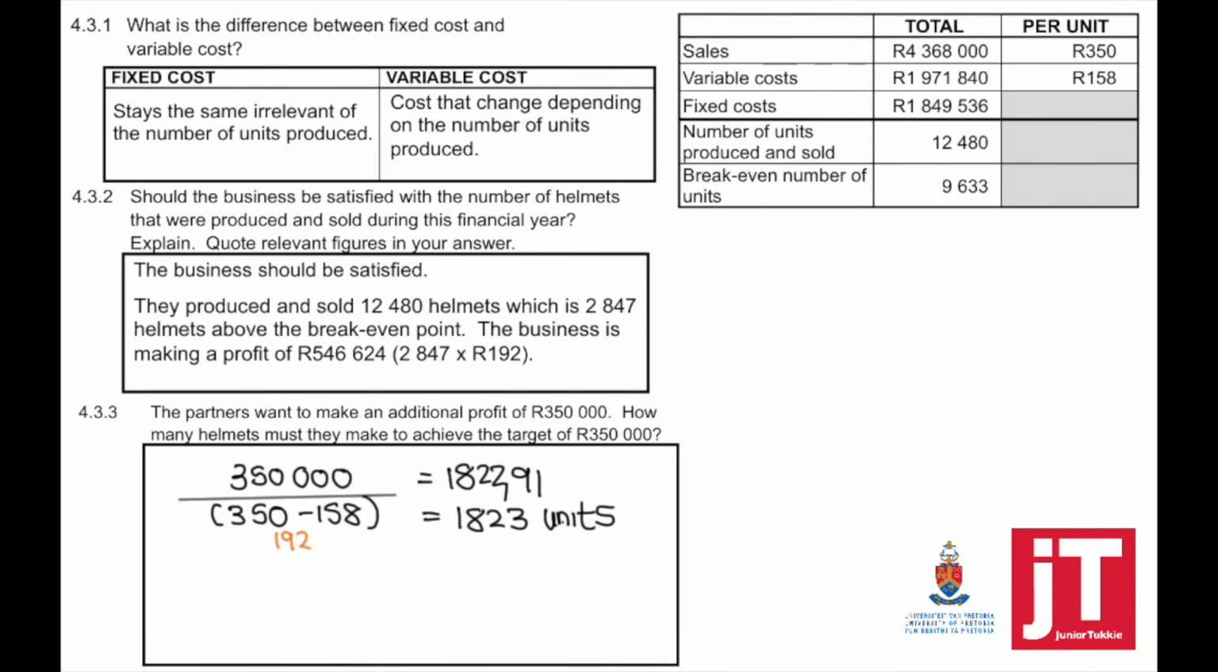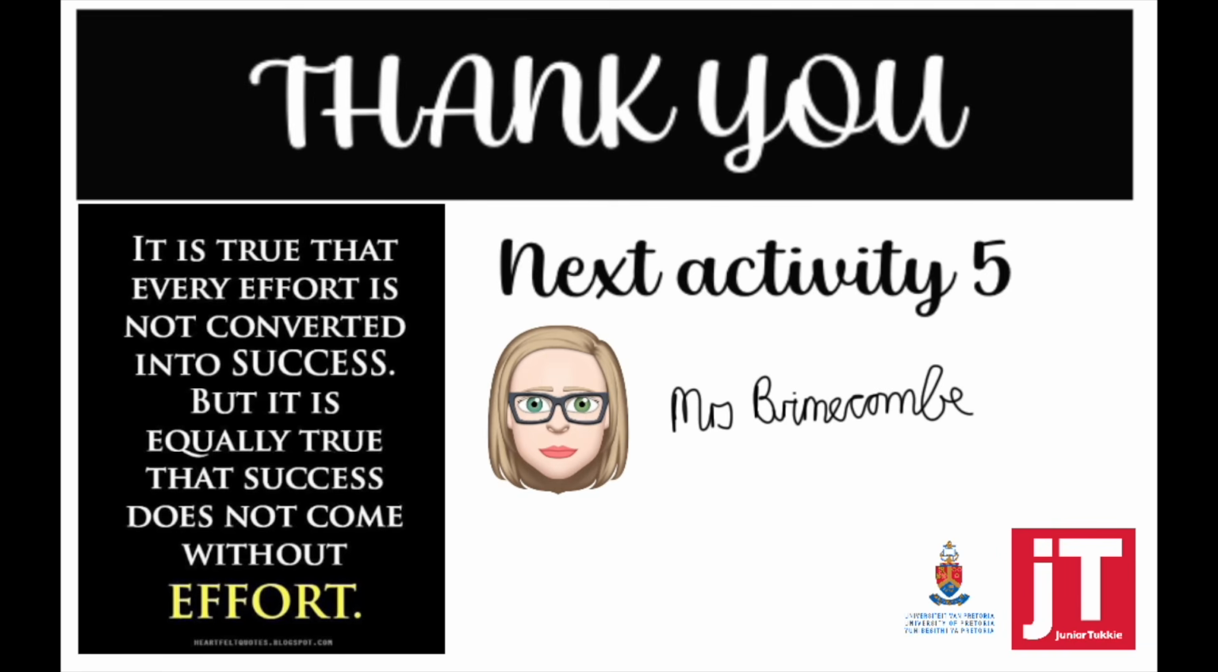Just a correction there. The question was incorrect. I've realized that now. The partners want to make an additional profit of 350,000. How many helmets must they make to achieve the target of 350,000? So we take the additional profit that we want to make, 350,000, divided by the contribution per unit, which is the selling price minus the variable cost, 192. That equals 1,822.91, and if we round it up, 1,823 units.